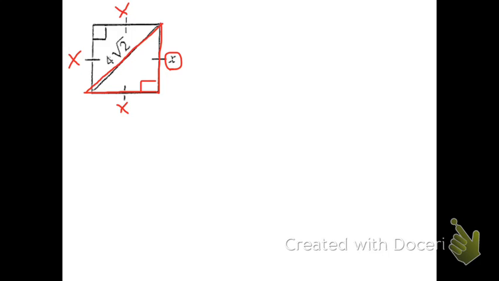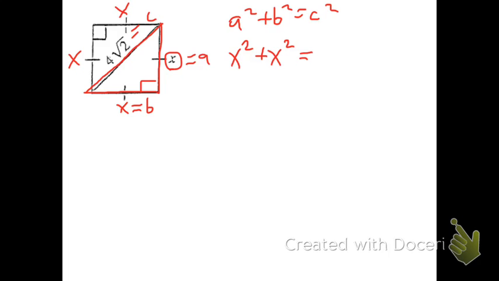Now, if we focus in on this right triangle, we can express x and 4 radical 2 using the Pythagorean theorem. So first let me write it down. A squared plus b squared equals c squared. I'm going to say a is x, I'm going to also say b is x, and 4 root 2 is c. So by plugging those into the Pythagorean theorem, I have x squared plus x squared equals c squared.